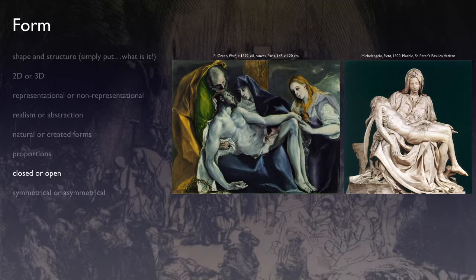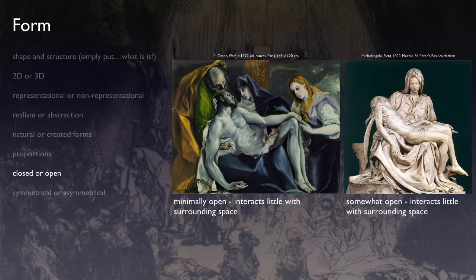Then we can talk about closed or open form. In the El Greco, the four people make up somewhat of a rectangle, and they don't really extend out into the surrounding space, except for maybe Mary Magdalene on the right, her shoulders and head reaching into the sky, and maybe John the Apostle, as he's standing there, goes up into the sky on the left. But very little interaction into the space surrounding them.